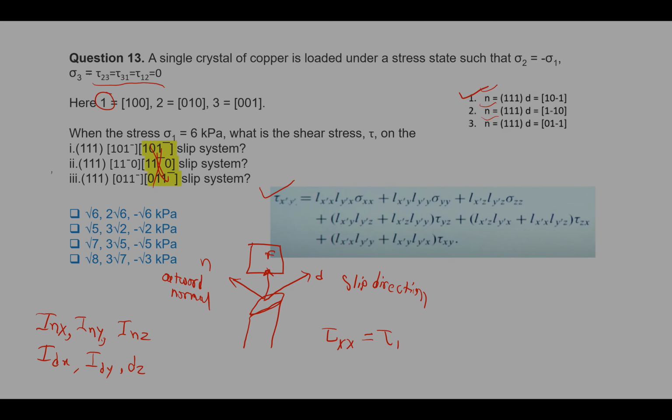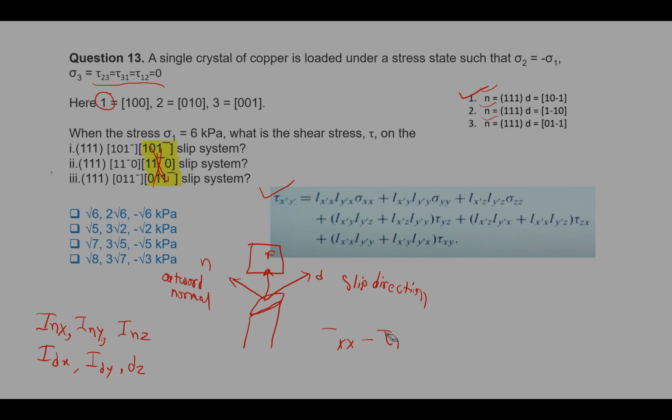So for that I will write here better. I n x we have to calculate. I n x, n value is given there as 1 1 1, and x value is given as 1 0 0. So I n x will be 1 by root 3.